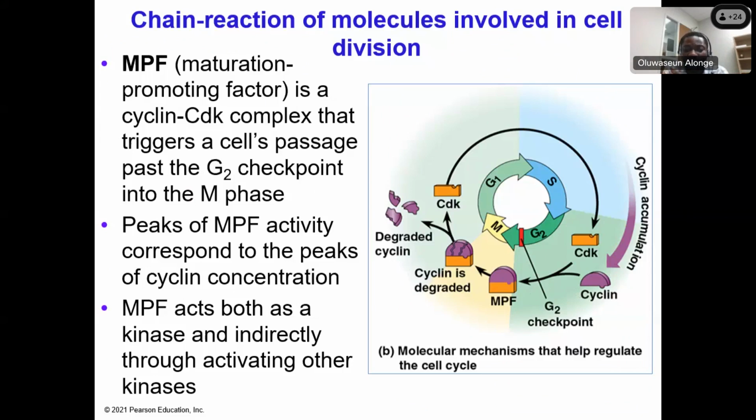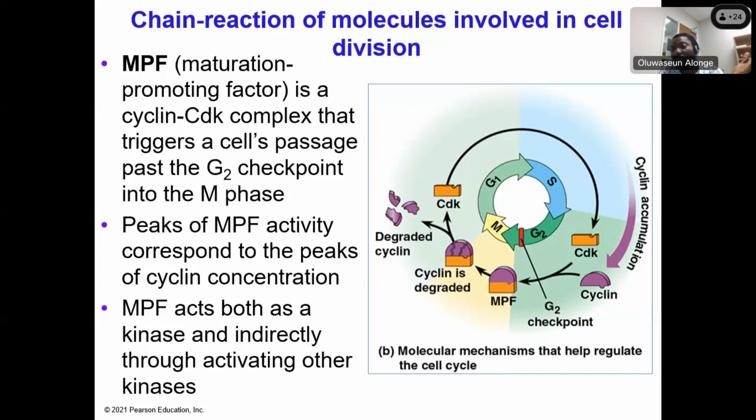MPF acts as a kinase. What are kinases? Kinases are enzymes, of course, the "ase" ending, that help to phosphorylate. We've done cellular respiration, for instance, so I could talk in those terms. Kinases are proteins that help to phosphorylate another protein so that it will be active.